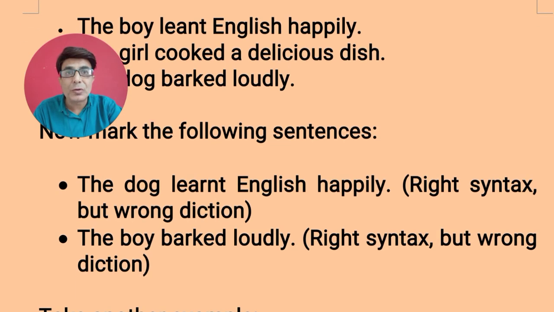Now mark these two sentences. The dog learnt English happily. Here the subject is the dog, the verb is learnt, and English is the object. So subject, verb and object. We are following the pattern. We are following the syntax. So syntax is correct. But friends, remember, diction is wrong. Why? Because in the choice of words, we are making a mistake. The dog learnt English happily. It is a meaningless sentence.